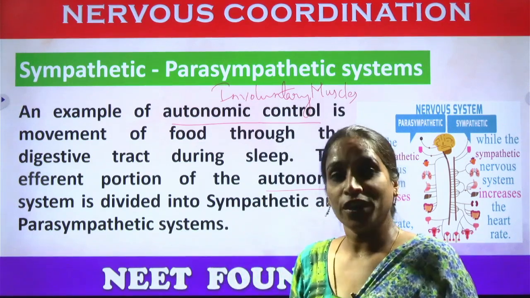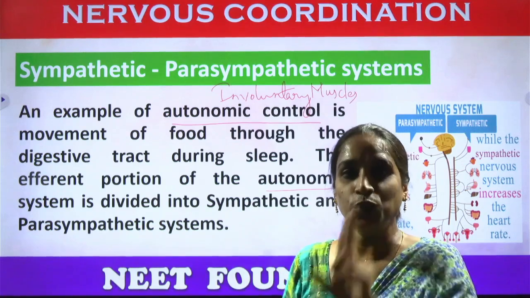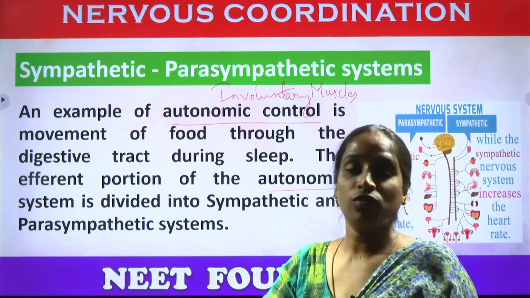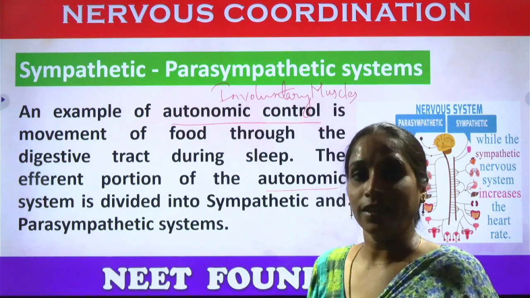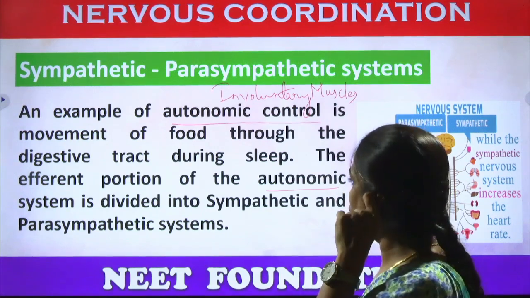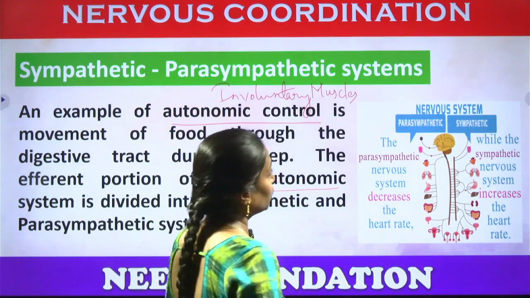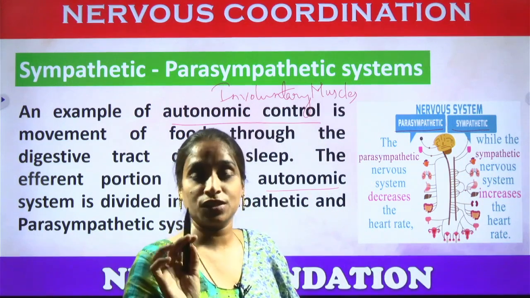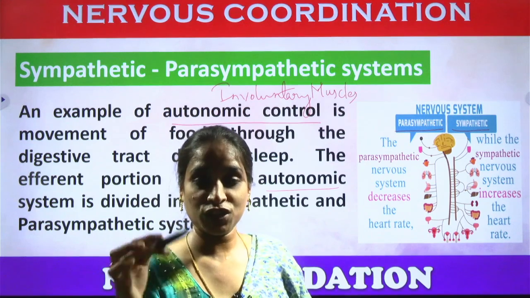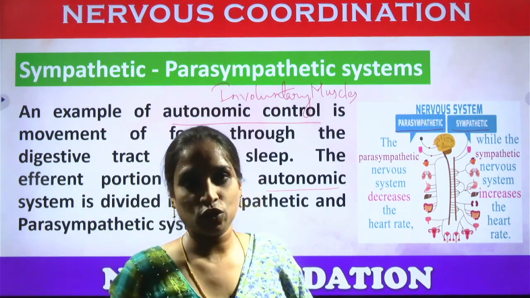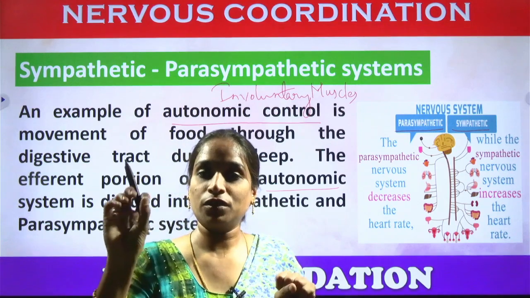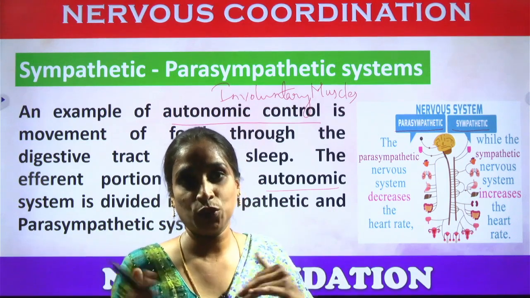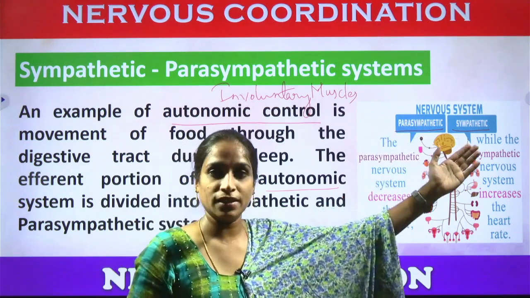Efferent, nothing but motor neurons, divide themselves into two partitions. One works for contraction of the muscles of internal organs and one works for relaxation of the muscles of the internal organs. Within the autonomic nervous system, only the motor neurons are responsible for giving the reaction. One is for the contraction of muscle, one for the relaxation of muscle. Both are muscles, right? But the action is divided into two parts, called the parasympathetic and the sympathetic.